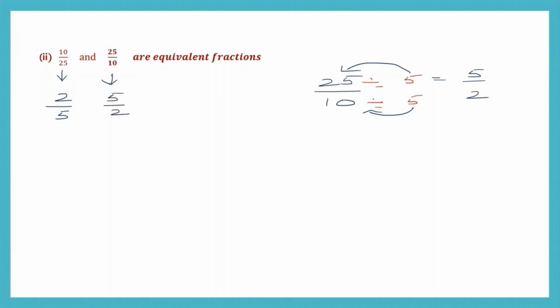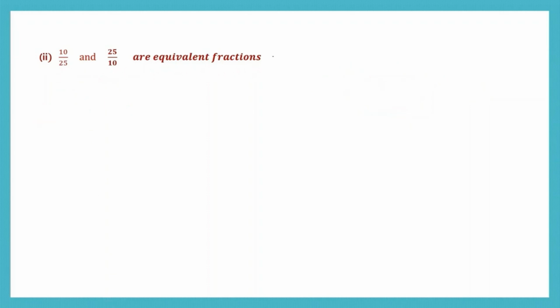The first fraction, you can see, has become 2 by 5. The second one is 5 by 2. They are not equal to each other. They don't have the same value. So this statement, which says that they are equivalent fractions, is false. So let's write that the statement is false.